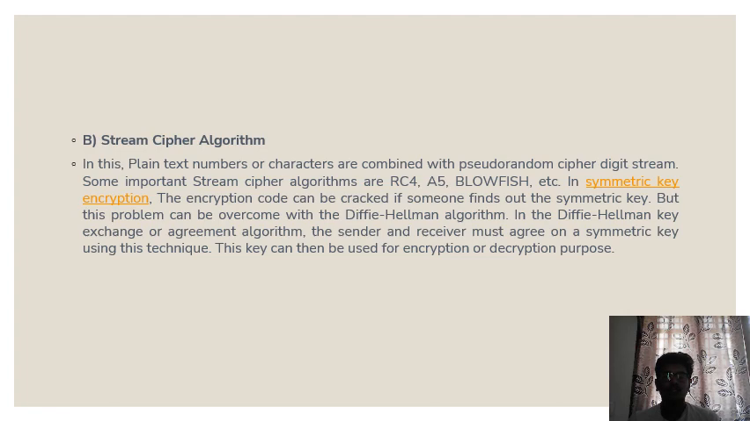In symmetric key encryption, the encryption code can be cracked if someone finds out the symmetric key, but this problem can be overcome with the Diffie-Hellman algorithm. The Diffie-Hellman algorithm is a key exchange or agreement algorithm, in which the sender and the receiver must agree on the symmetric key, and using this technique, this key can be used for encryption and decryption purposes. These are the two methods, block algorithm and stream cipher algorithm, in symmetric key encryption.